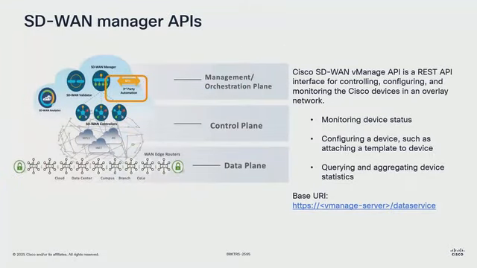So SD-WAN Manager has a rich set of APIs, as I said before also, and we can categorize them. We can monitor devices, we can configure devices, we can query some of the aggregate data also via these APIs. And the base URL starts with your SD-WAN Manager IP address, port number, /dataservice. You would always see it as /dataservice, and then your APIs will follow. So the base URL stays the same always.